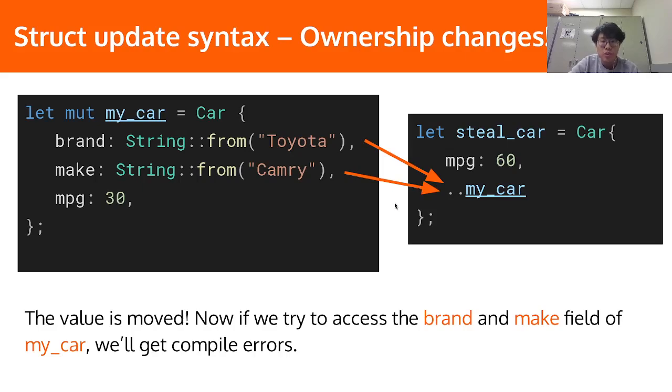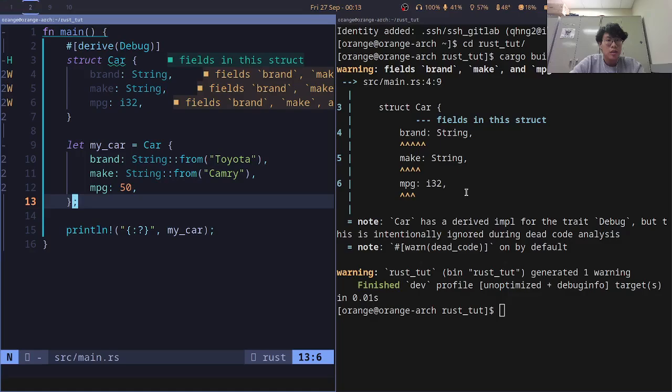It's very important to note that whenever we use this struct update syntax and we use a value from another struct, the value is moved from the previous struct to the current one. This will be important, as not knowing this can cause you some bugs. So now we're going to go to a demo of this and see what actually happens.